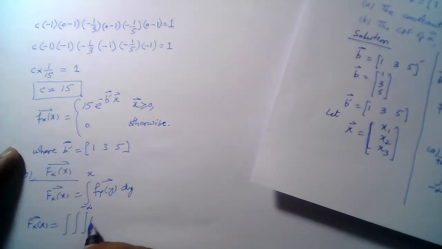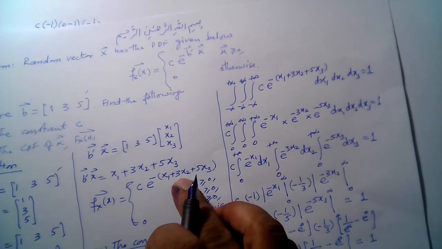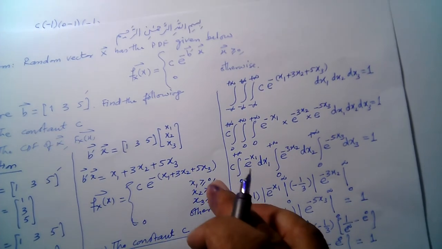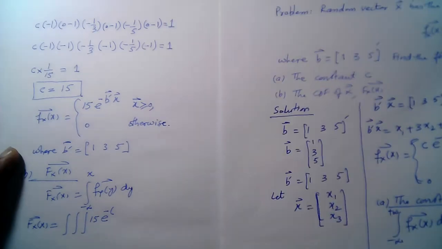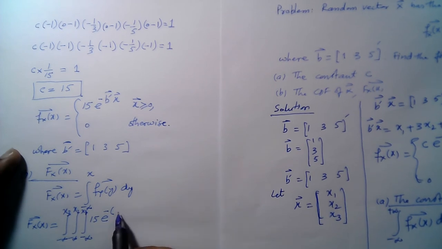15 and e raised to the power minus (x1 + 3x2 + 5x3), and we will be integrating with respect to x1, x2 and x3, and the limits will be from minus infinity to x1, x2 and x3. So as we are using x1, x2 and x3 in the limit, we must use dummy variables here instead of x1, x2 and x3 here.